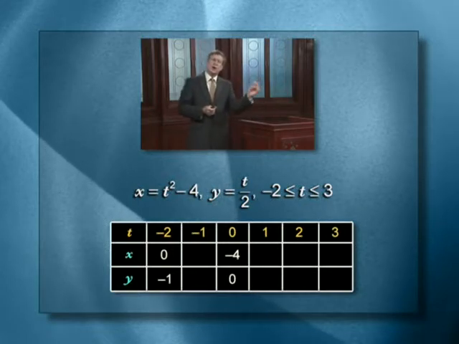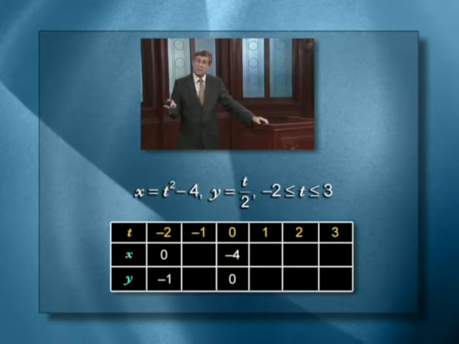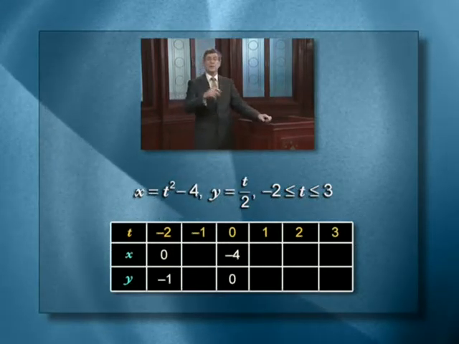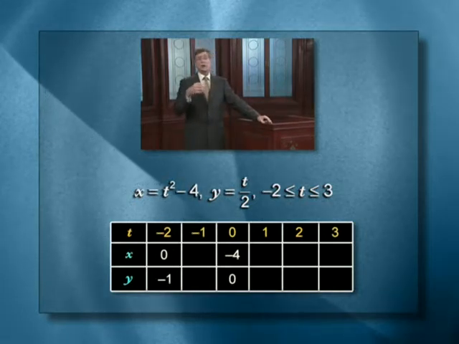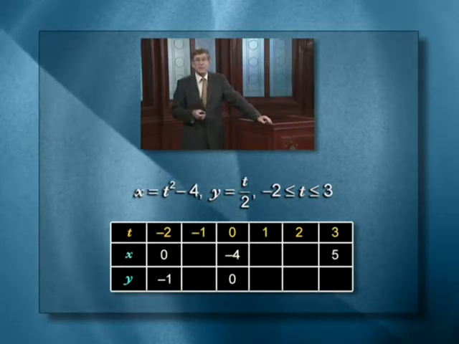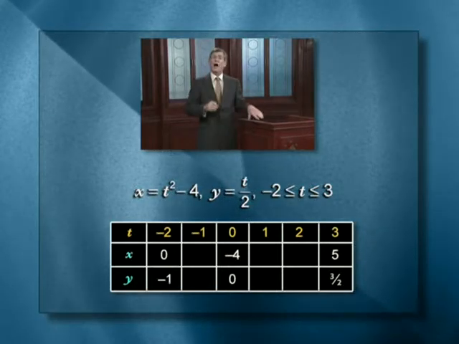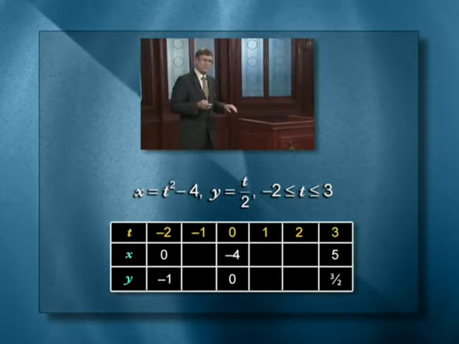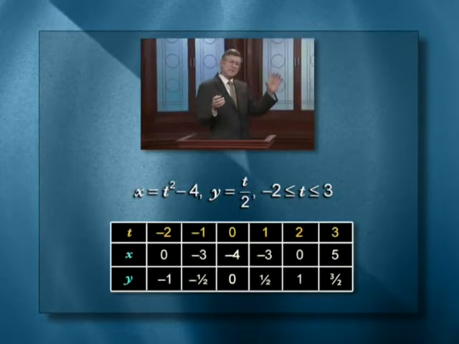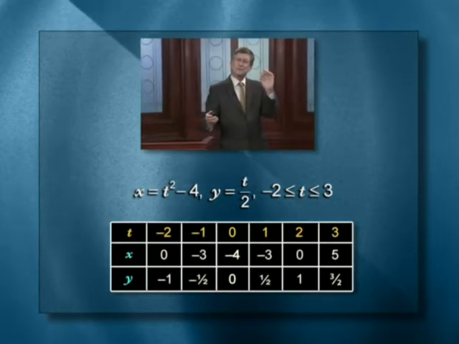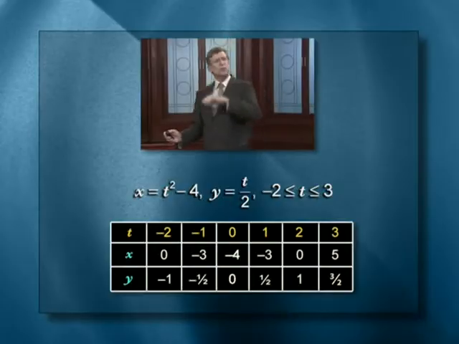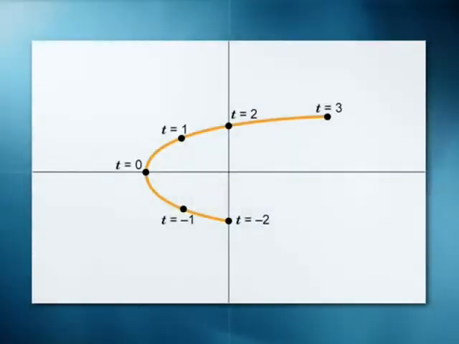And then I'll finish off with t equals 3. What do I get? X will be 3 squared minus 4. 9 minus 4 is 5. And y will be 3 halves, and that'll be the y coordinate of the point. So you fill out this table of values, plot those points, and then connect them with a smooth curve. And here's what you get.